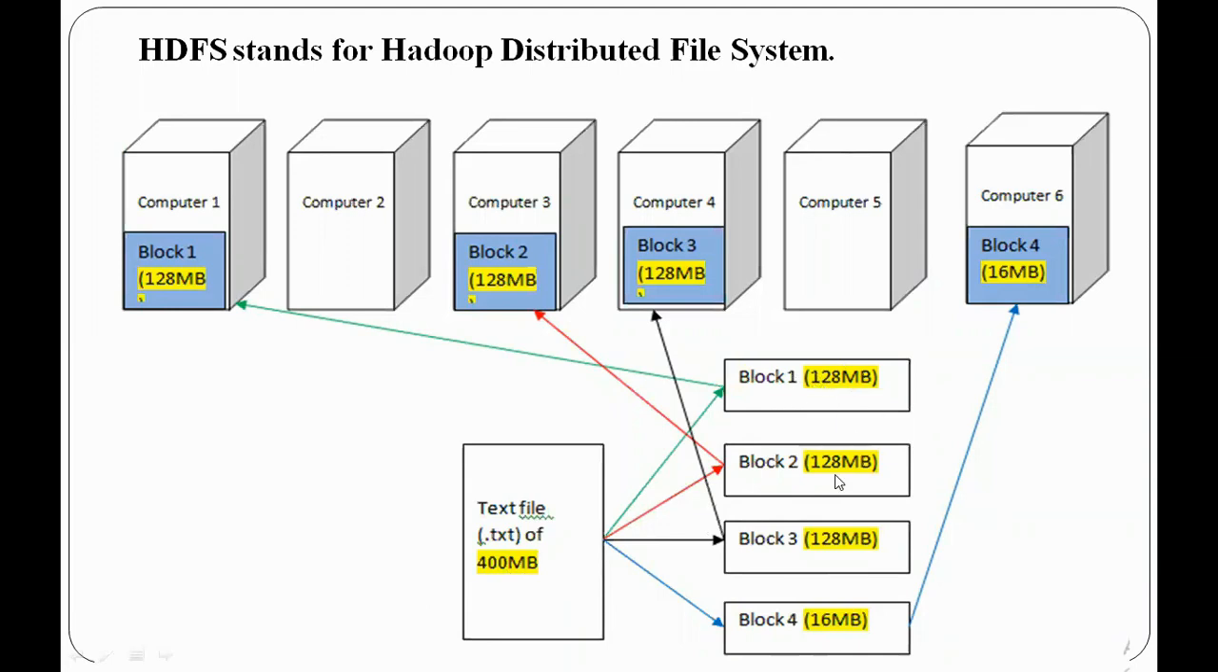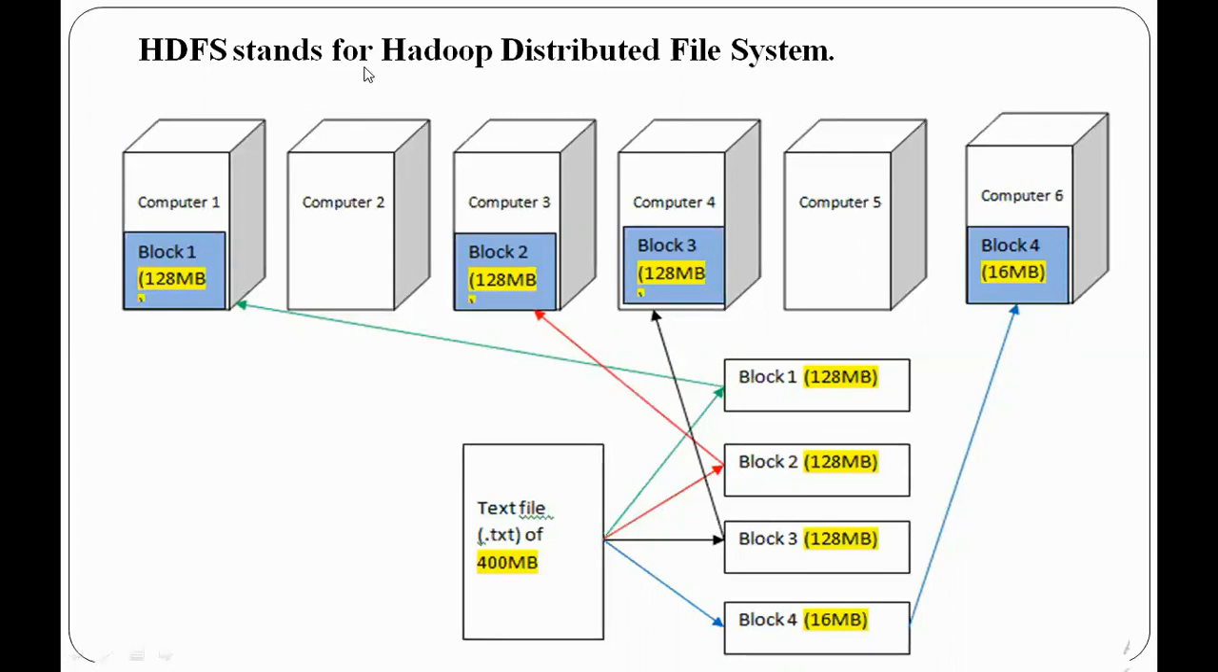So this text file of 400 MB is divided into 4 blocks in such a way that I said HDFS is having maximum block size of 128 MB. So block 1 128, block 2 128, block 3 128. So totally it become 384 MB. Remaining 16 MB is stored as another block. Here block 1 will be stored in one computer, block 2 is stored in another computer, block 3 in another computer, and block 4 in separate computers. Here I considered 6 computers, but my file is divided into 4 different blocks.